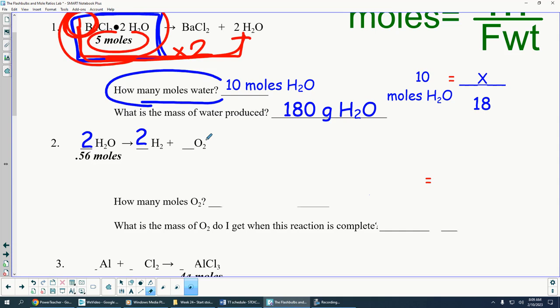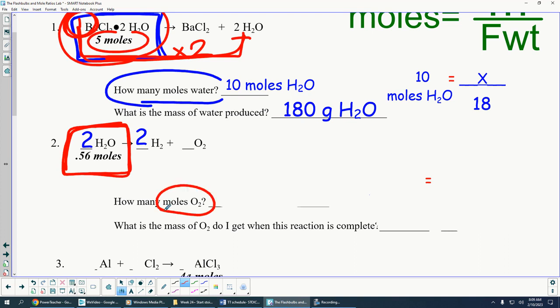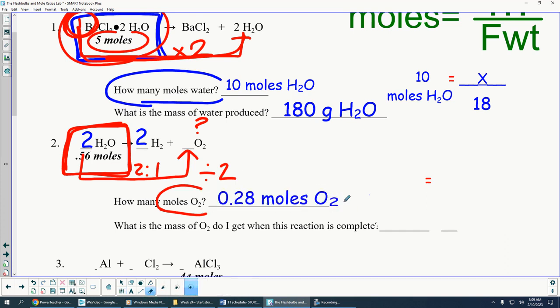Stay with me here. I'm starting with 0.56 moles of water. The question says, how many moles of O2? So I draw a little question mark over here, and I say my coefficient ratio from where I am to where I'm going is a 2 to 1. Am I getting bigger or smaller? I'm going to divide that by 2, so 0.56 divided in half is 0.28 moles of oxygen that is going to be produced.